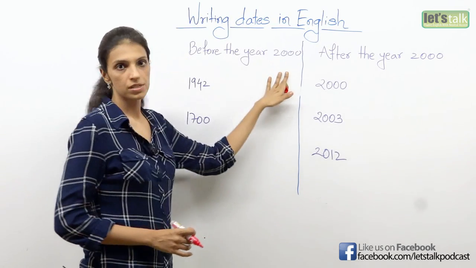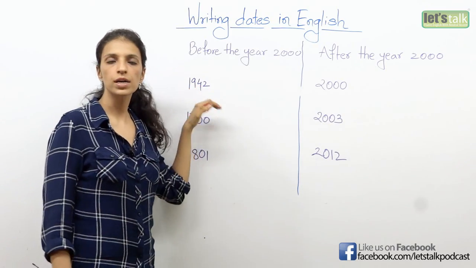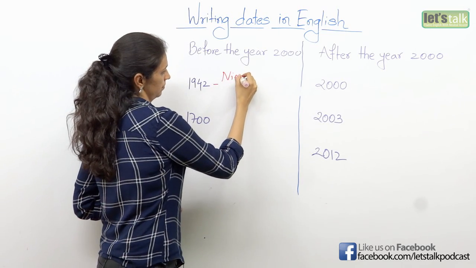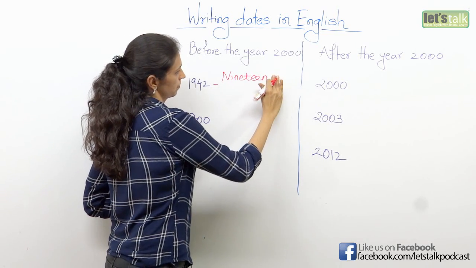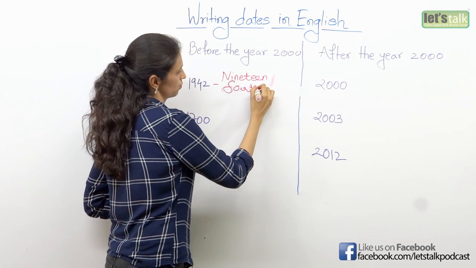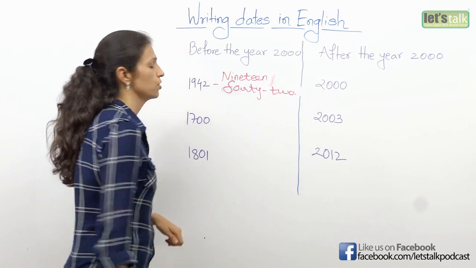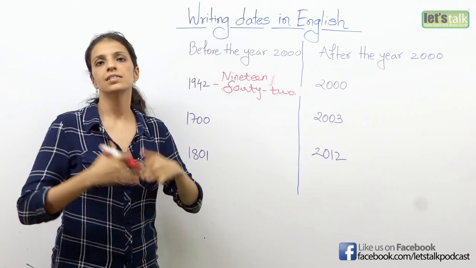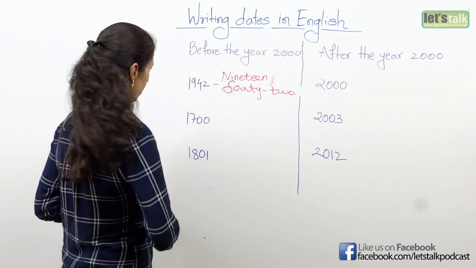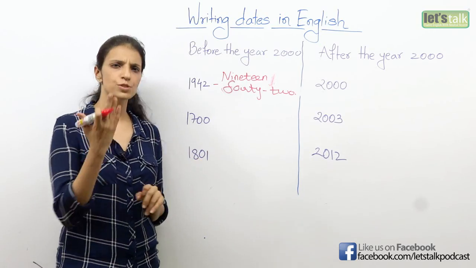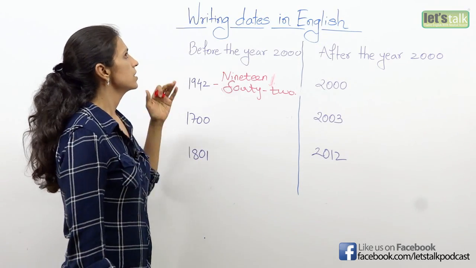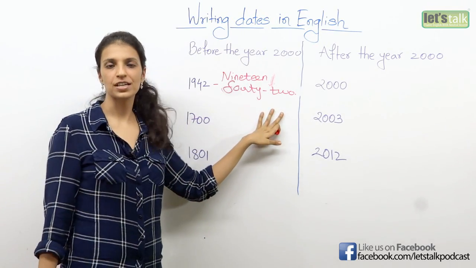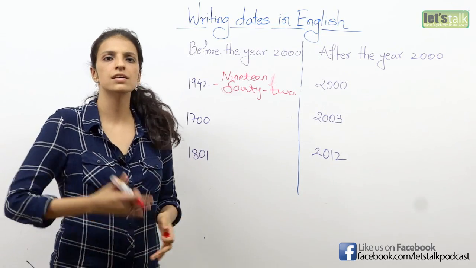Okay, so before the year 2000 we have 1942. Now when I have 1942, we say it as nineteen forty-two. Okay, so you have a hyphen here. So for example, my father was born in the year nineteen forty-two. You do not say nineteen and forty-two, you say nineteen forty-two. Well, the year I was born in, I'm not going to tell you, but just for example, I was born in the year nineteen ninety-five. Yes, I was born in the year nineteen ninety-five. Okay, so I'm not going to say nineteen and ninety-five, so you say nineteen ninety-five.